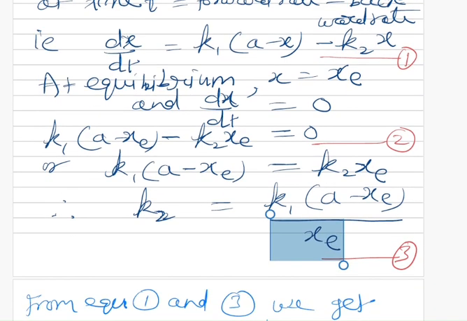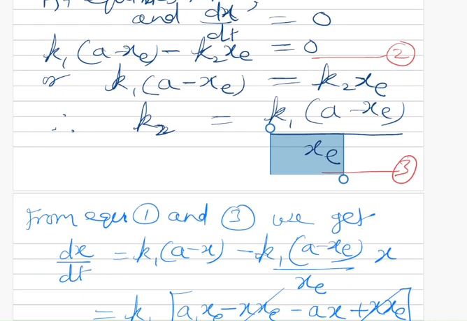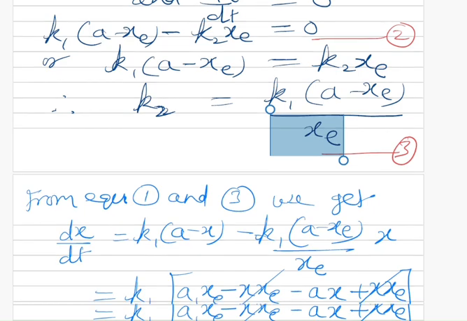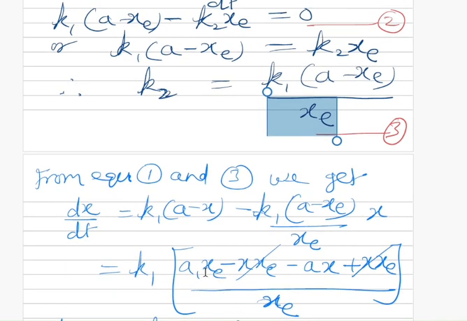or K2 is equal to K1 into a minus xc divided by xc. So this is the value of K2, that is K2 is equal to K1 into a minus xc divided by xc. This is equation number 3. Now from equations 1 and 3, we get that dx by dt is equal to K1 into a minus x minus K1 into a minus xc by xc. Here we are replacing K2 by its value from equation number 3. So this is the equation for the rate of reaction.